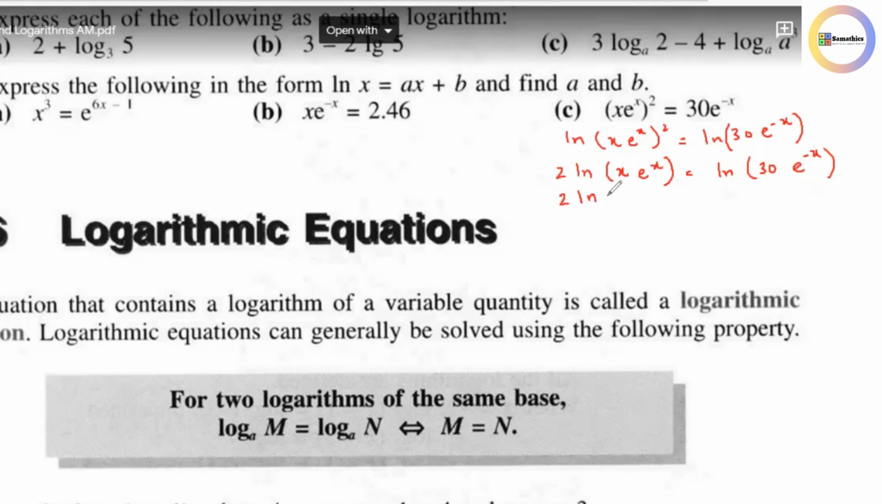According to that, we will be writing 2 (ln x plus ln e^x). We'll write separately with ln, and if it is multiplication, then we'll write a plus sign. Same we'll do here: ln 30 plus ln e^(-x). What do you think is to be done in the next step?